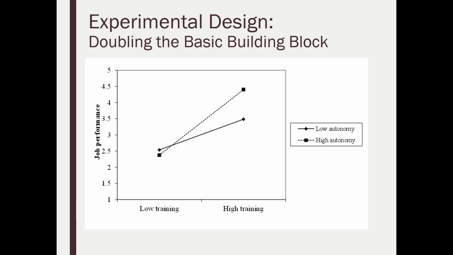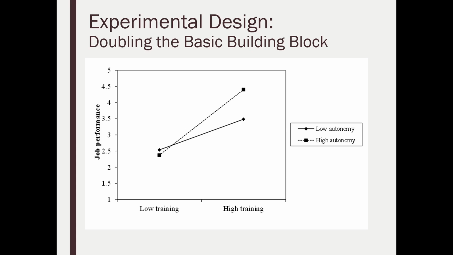We could say that people who are higher in autonomy probably did better overall than people who are lower in autonomy. And in this case, we would be averaging across the training techniques. And we'd be saying, well, the average score for low autonomy is lower than the average score for the high autonomy, if we average those two scores together.